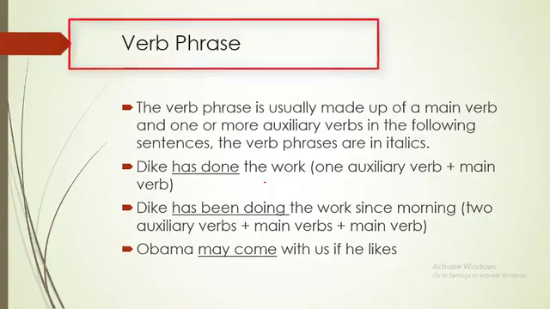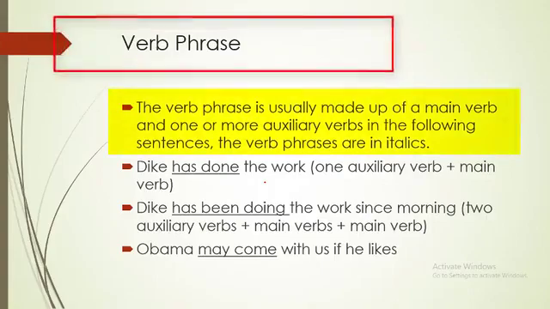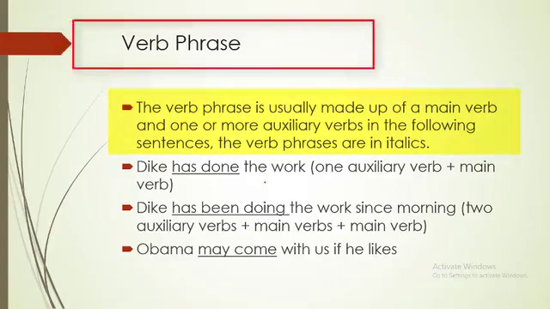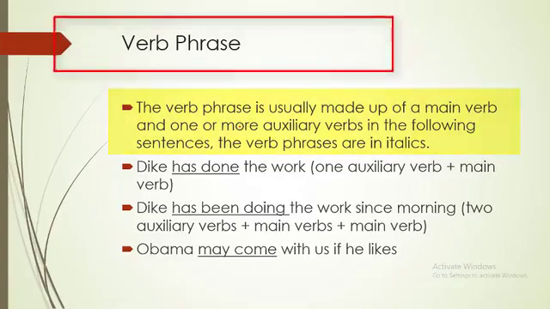Now in the verb phrase, we have a verb and an auxiliary verb, forming what you call the verb phrase. For instance, DK has done the work. Has is the auxiliary, while the main verb is what? Done. So if you look at those examples here, they are verb phrases.